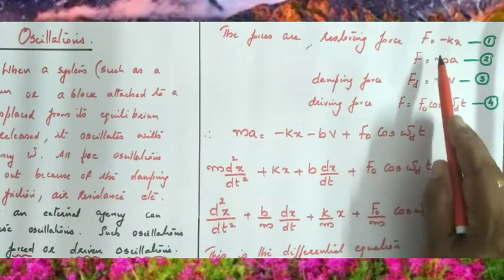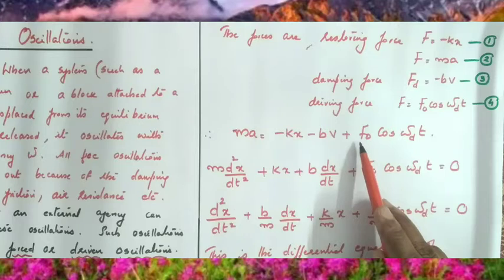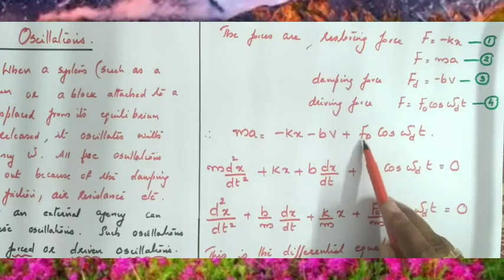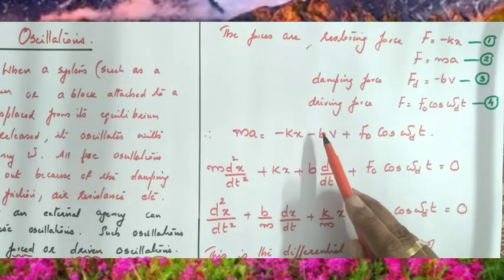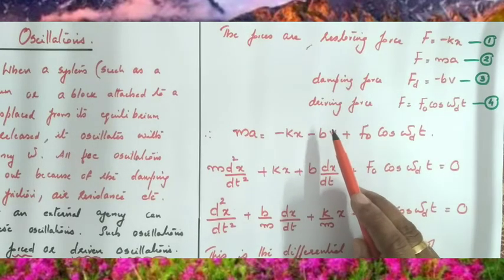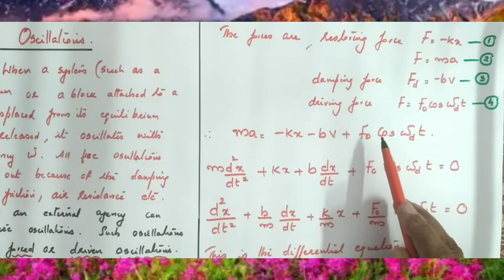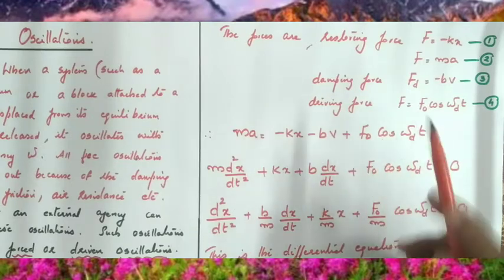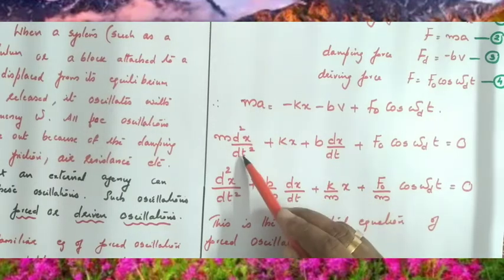Now, we can equate here ma equal to minus kx minus bv plus F0 cos omega d t. Why here is it negative, minus bv? It is negative, which shows that the damping force opposes the motion. Here the driving force is positive because it supports the motion. It is in the direction of motion, of oscillation. Okay, it always supports the oscillation. And here acceleration is d square x by dt square.